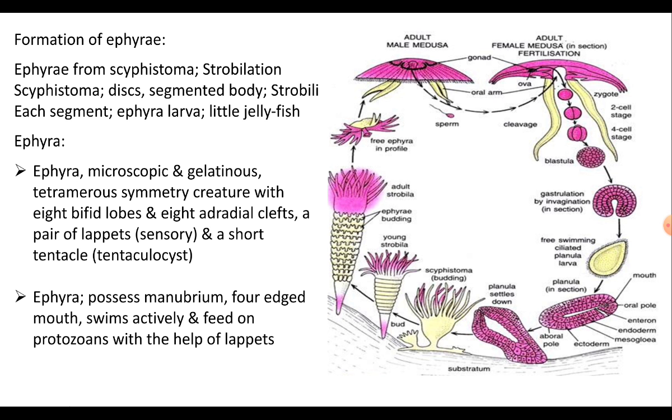where at the anterior end, that is distally, the body develops a series of ring-like transverse constrictions or furrows which gradually deepen so that the organism resembles a stack of minute saucers or disc-shaped structures placed one above the other. At this stage, scyphistoma with a segmented body is called a strobila, and each of the segments is called the ephyra larva.